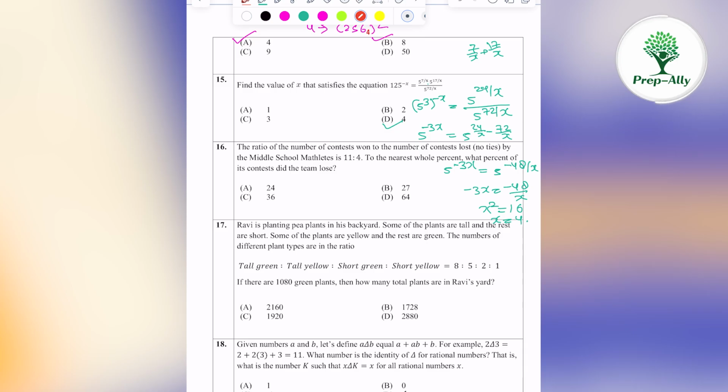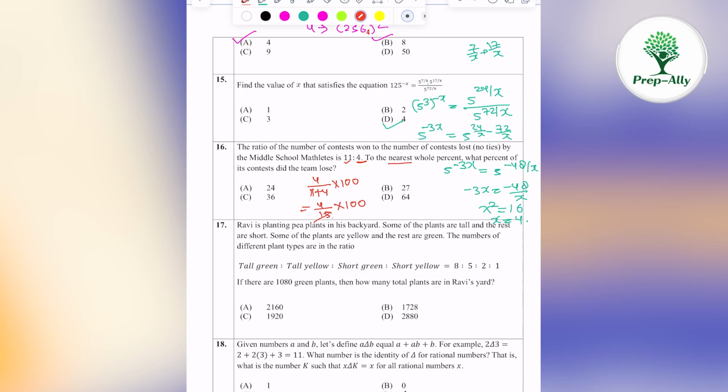To the nearest whole percent, what percent of the contests did the team lose? Here we have to find the percentage of matches they lost. This is the ratio of how many matches they won and how many they lost. So we can write 4 upon the total number, 11 plus 4, into 100, because we have to find the percentage, and it is also mentioned that we have to find the nearest whole percentage. So we can write 4 upon 15 into 100.